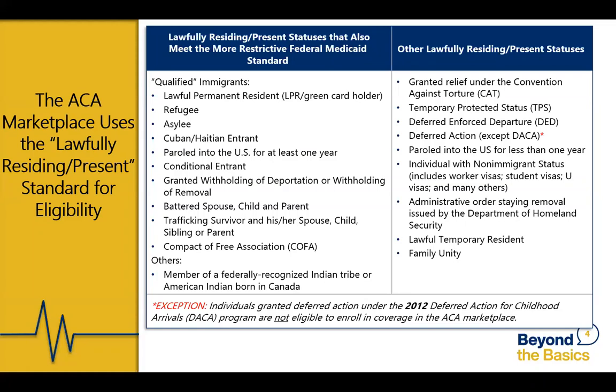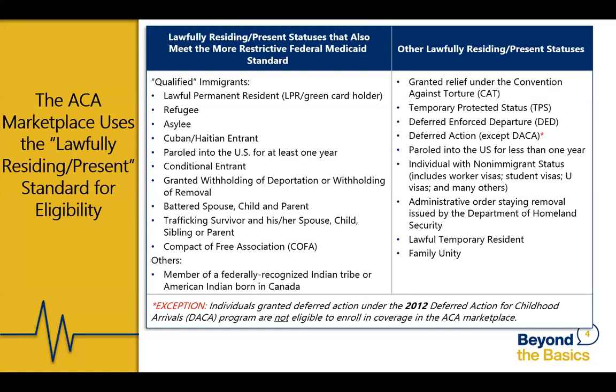Parole in the immigration context has nothing to do with criminal parole. It is a process of being allowed to come to the United States for humanitarian reasons without meeting all of the requirements that would normally apply. Conditional entrance, you're unlikely to see. That was from the law before 1980. People granted withholding of deportation or withholding of removal are actually similar to refugees in the sense that they are people who cannot be removed from the United States because they would face death or persecution in their home country.